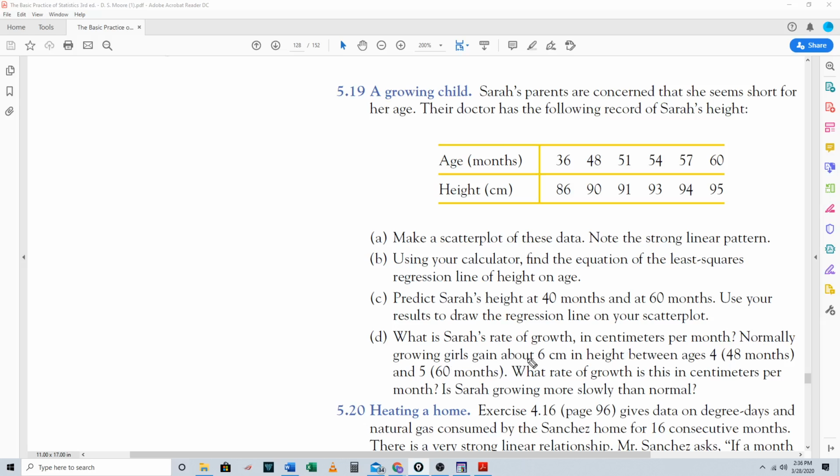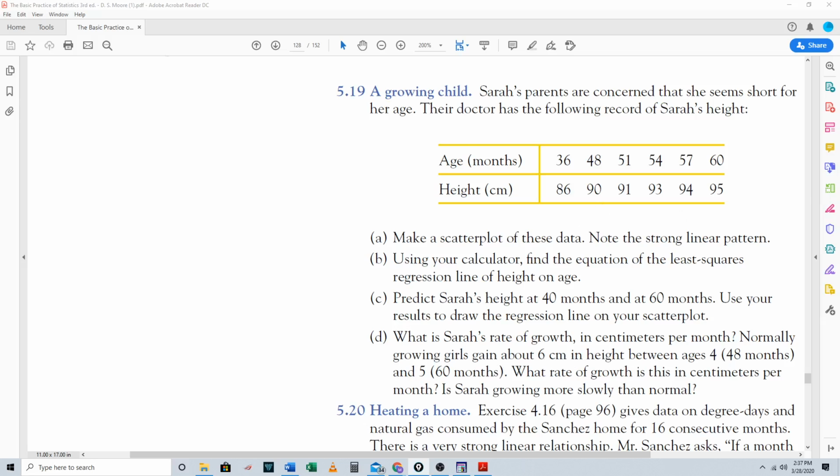Normally, growing girls gain about 6 centimeters in height between ages 48 months and 60 months. What is the rate of growth in centimeters per month? Is Sarah growing more slowly than normal? So here they want you to find the slope between these two. They gain about 6 centimeters between 12 months, so that's basically half a centimeter a month. So is Sarah's growth more or less than half a centimeter a month?